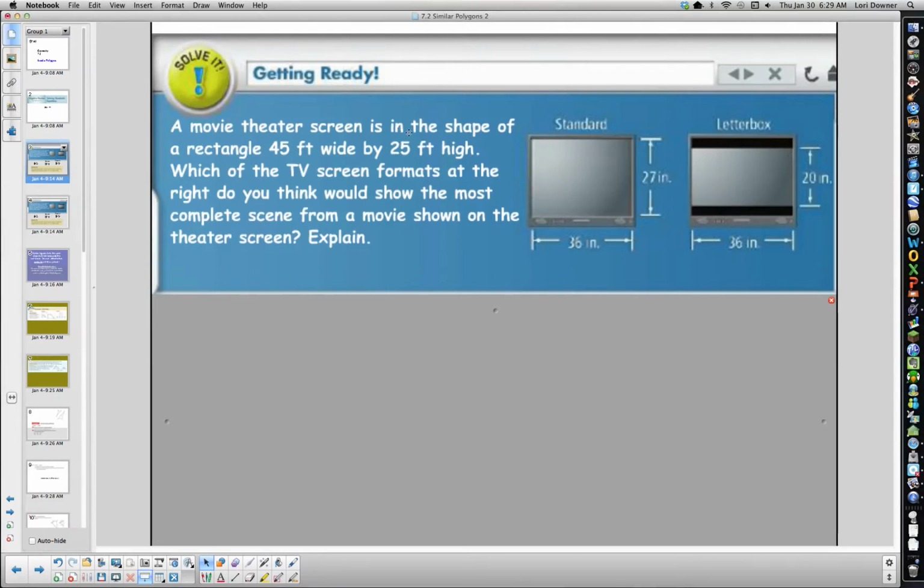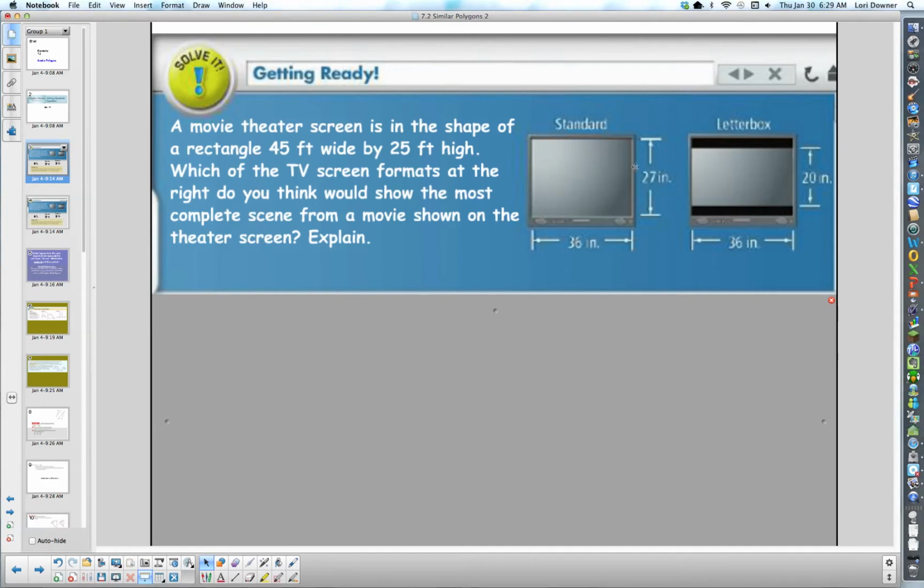A movie theater screen is in the shape of a rectangle 45 feet wide by 25 feet high. Which of the TV screen's formats at the right, standard or letterbox, do you think would show the most complete screen from a movie shown on the theater screen? Explain. So let's look at this ratio, 45 feet wide to 25 feet high.